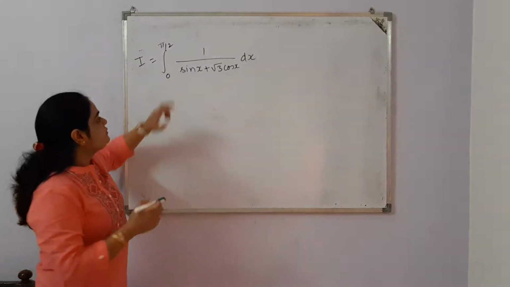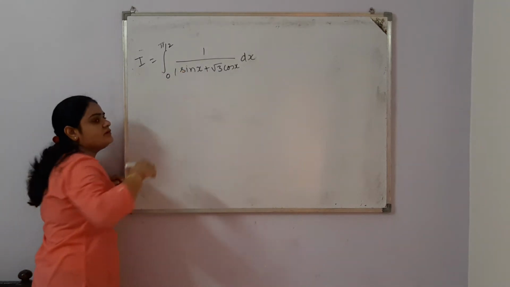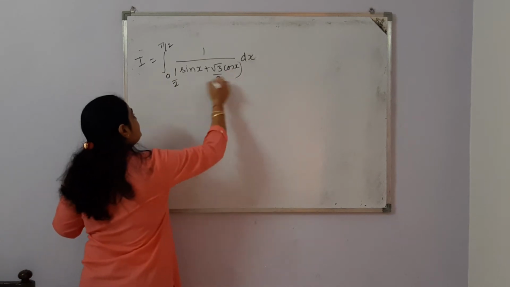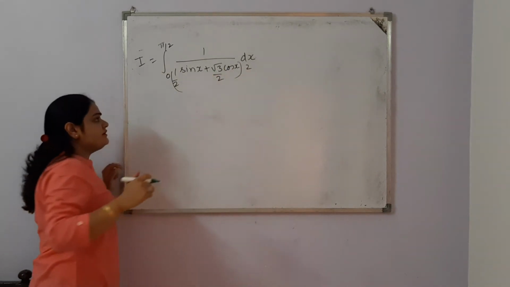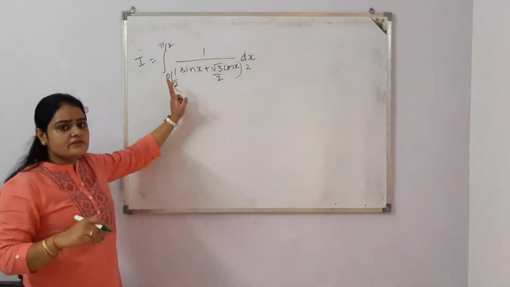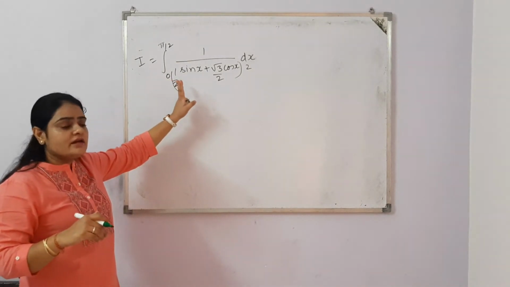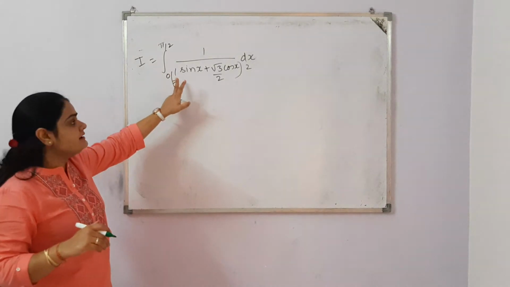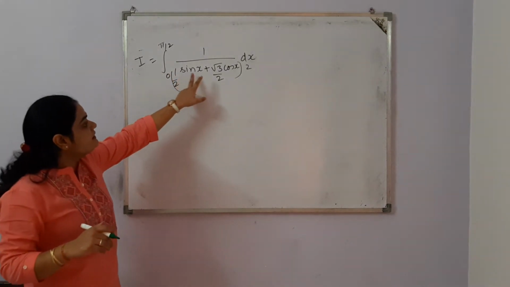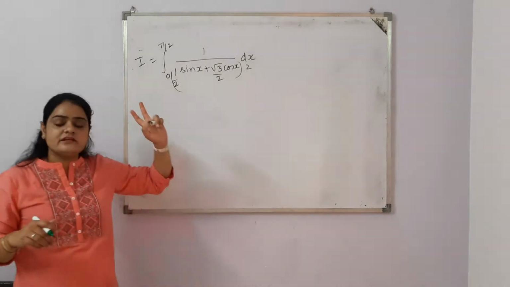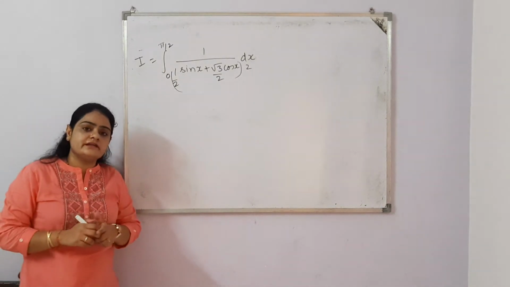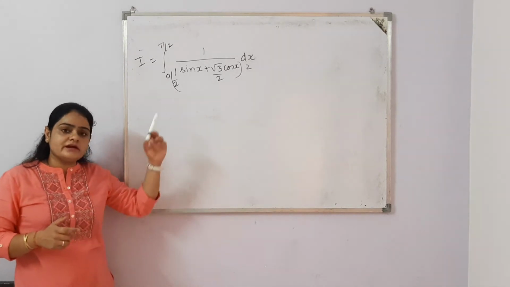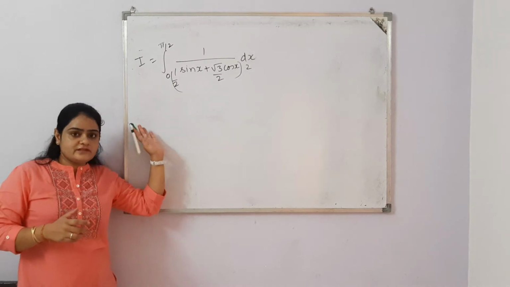How? Here it is 1 and here it is root 3. So if you divide by 2 and multiply by 2, you will get 1 by 2, which is the value of sine pi by 6. At 30 degrees, sine is 1 by 2. So sine 30 into sine x plus cos 30 into cos x. Here the formula is applicable: cos a cos b plus sine a sine b is cos of a minus b. So you can do this question directly this way. This is one of the criteria.